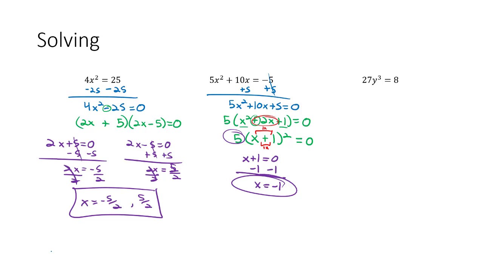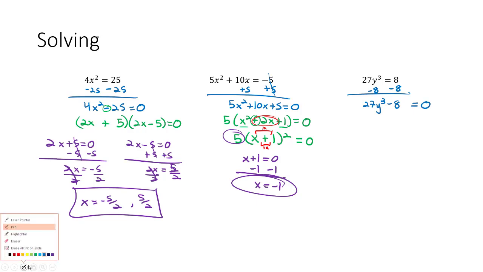This last example, 27y cubed equals 8. Doesn't equal 0, so we subtract 8 from both sides. That gives us 27y cubed minus 8 equals 0. And when I see that cubed, I'm thinking cubes formula. The cube root of 27y cubed. What cubed is 27? 3 cubed is. So 3y is the first part. What cubed is 8? 2 cubed is 8. So we've got the small factor and the big factor equal to 0. We use the 3y and the 2.